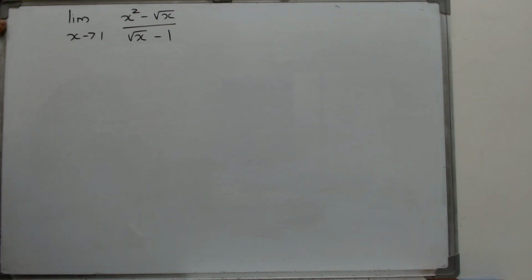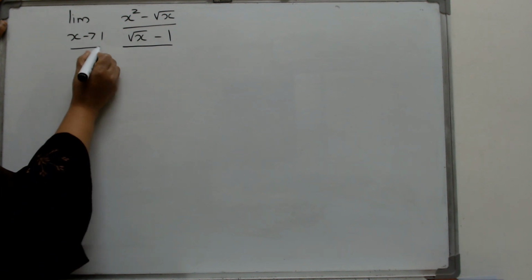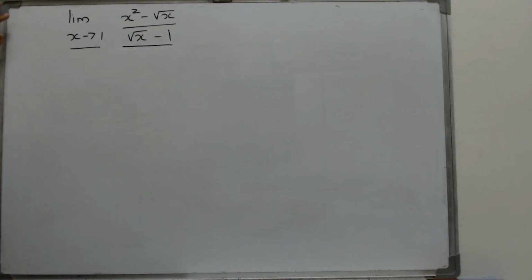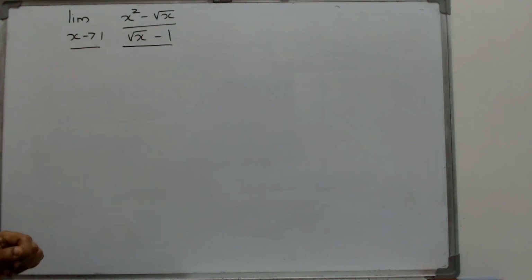Here we have an expression. We need to evaluate its limit as x approaches 1. All we have to do is wherever we see x, we put 1 in its place, and whatever real number we get, that is going to be our answer.